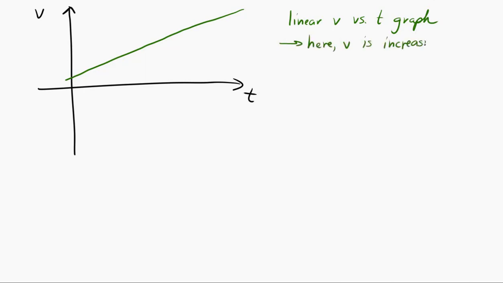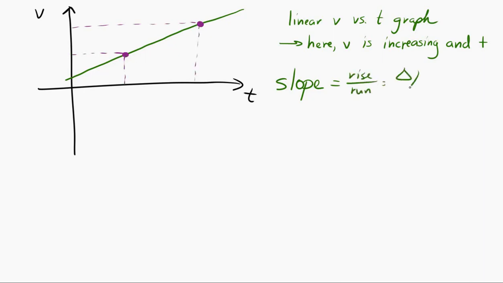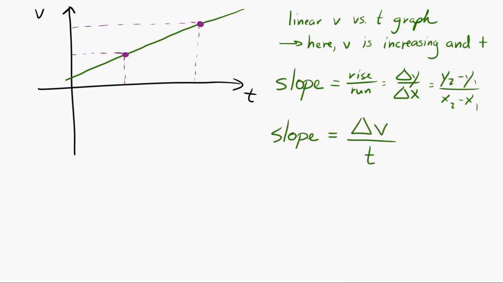Well, it's a linear graph, so your math teacher would probably want you to calculate the slope if they showed you this. So let's find 2 points. The slope is the ratio of the rise to the run, or the change in y to the change in x, or y2 minus y1 divided by x2 minus x1. Either way, it's the change in the y variable, and here that's the change in the velocity, divided by the change in the time, how much time passes. So it's the ratio of the change in the velocity to how much time it takes.